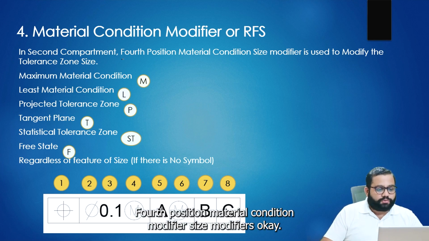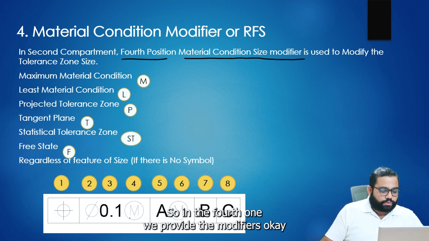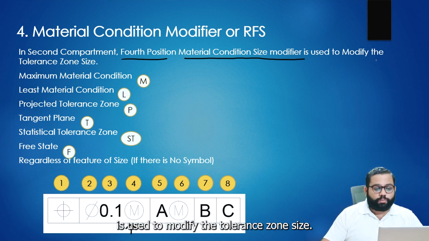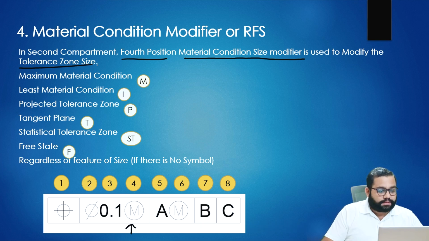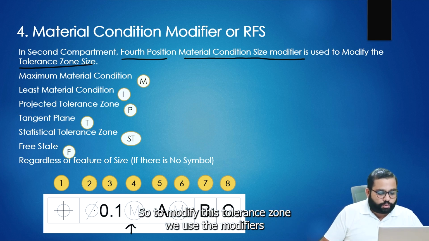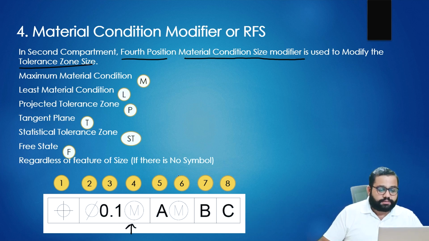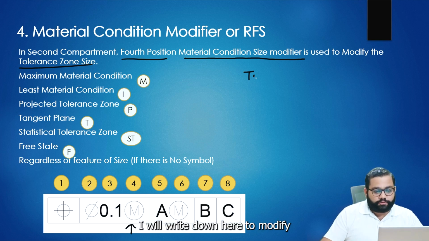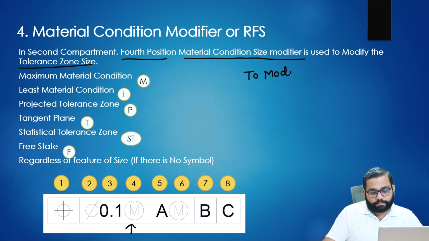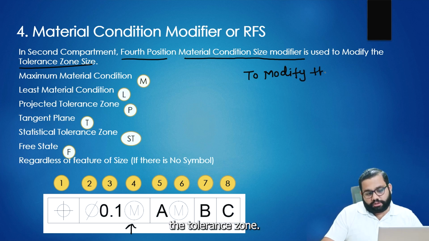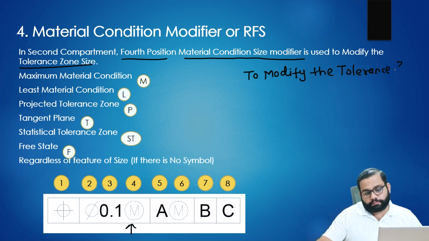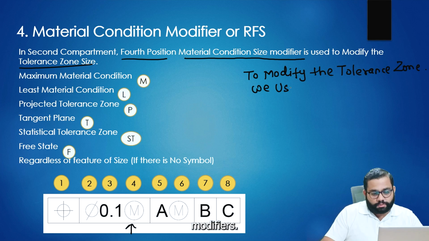In the second compartment, fourth position, we have the material condition modifier, or size modifiers. In the fourth one we provide the modifiers, which are used to modify the tolerance zone size. So to modify the tolerance zone, we use modifiers.